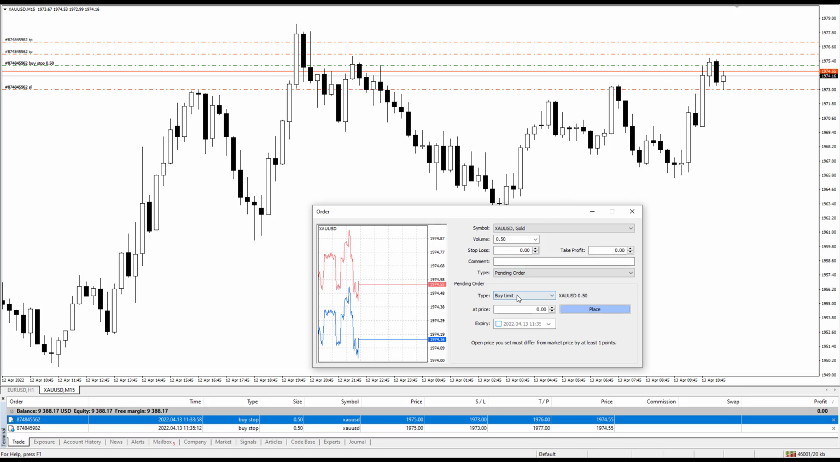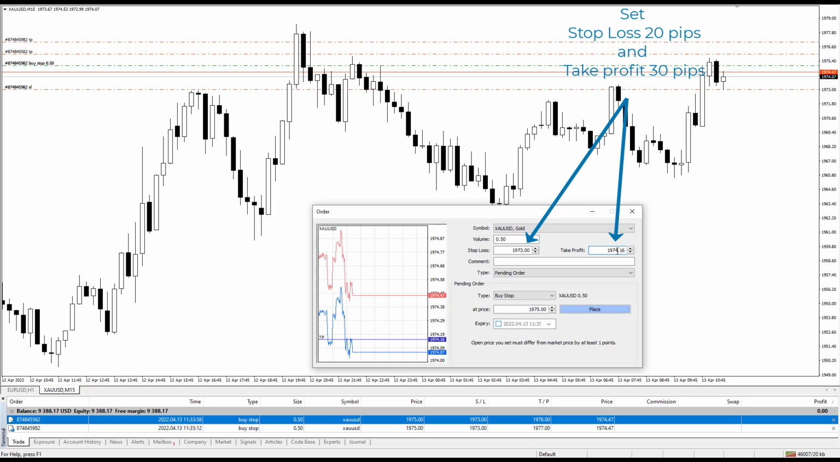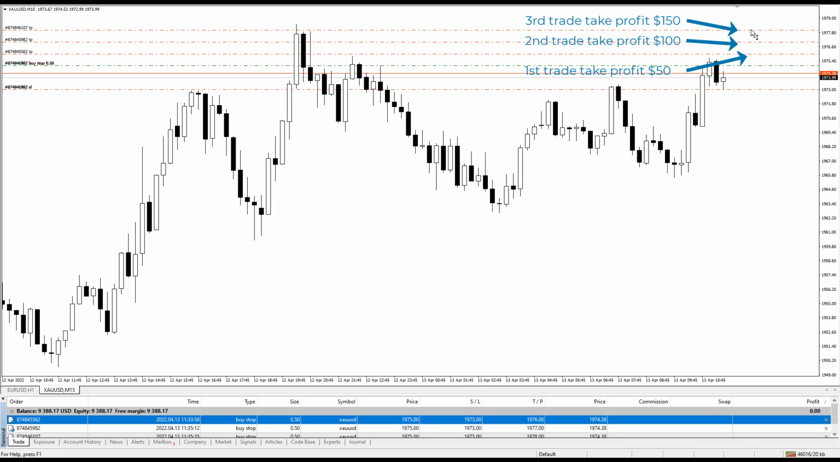Now open the third pending order with the same price and with the stop loss 20 pips, same as the two previous ones, and take profit will be 30 pips. It is 10 pips more than the second trade. Okay, great. Now I have opened all three trades. The stop loss per trade is $100. Take profit on the first trade is $50, second $100, and on the third is $150.